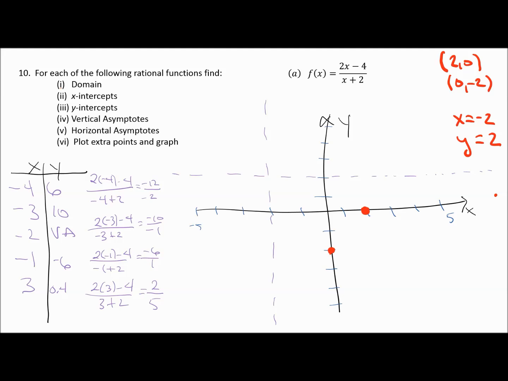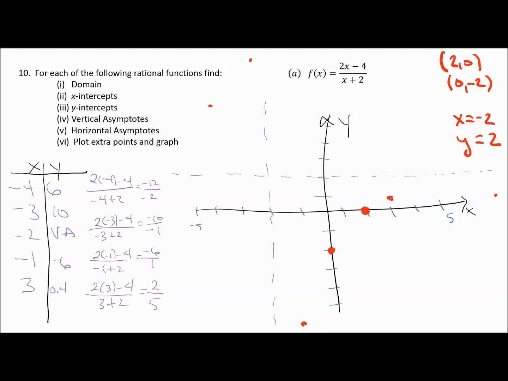So let's plot these points. Okay, so negative 4, 6. Notice I cut off at 5, so I'm just going to go up one more. Negative 4, 6. Okay, negative 3, 10. It's even higher. So up here somewhere. Okay, and then we've got negative 2 is a vertical asymptote. Negative 1, negative 6 down here, and then 3, 0.4.